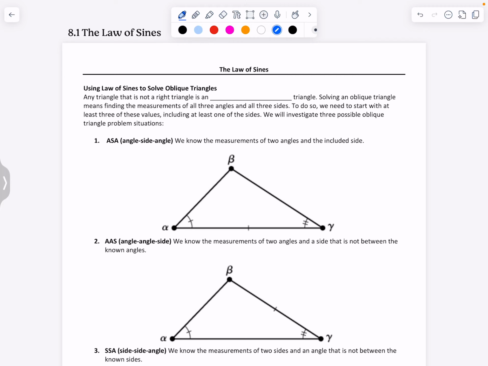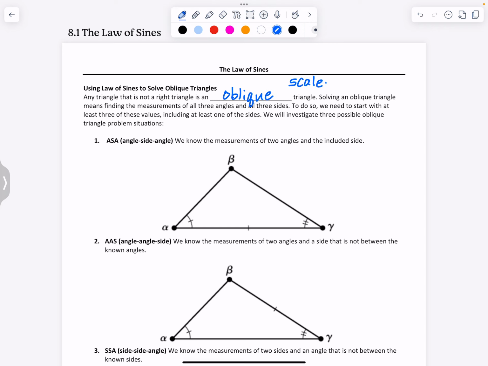In this video, we are going to start our study of non-right triangles. Up to this point, we've worked with nothing but right triangles. If it's not a right triangle, it's called an oblique triangle. You might have heard of the word scalene too. That's a different word for it.